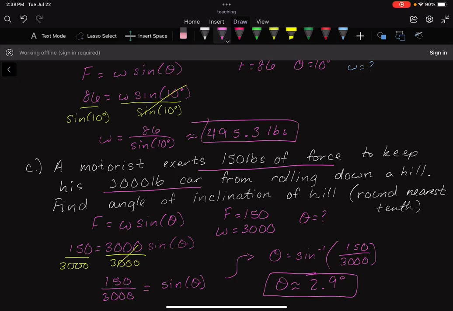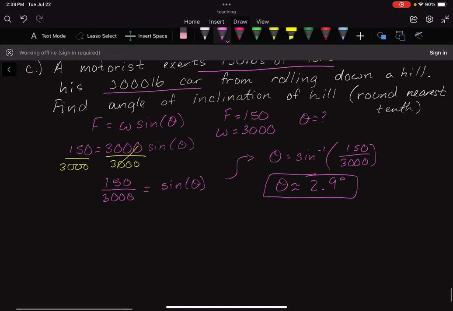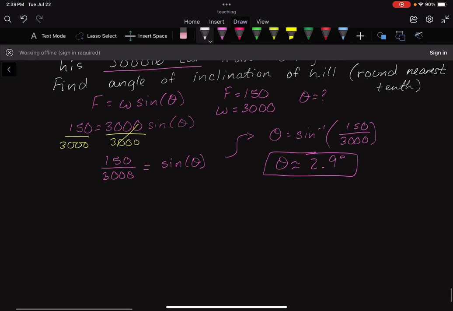So that's it for our force weight problems. Hope they were all right. Now I'm going to go over to our next type of application problems, and these are airplane problems.